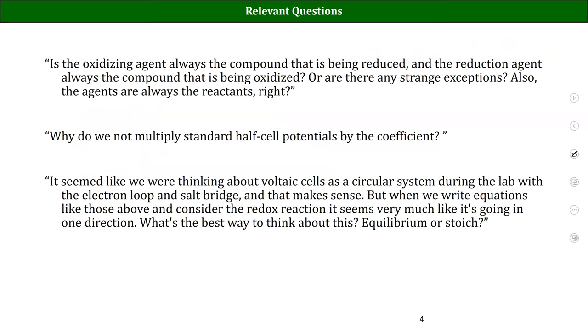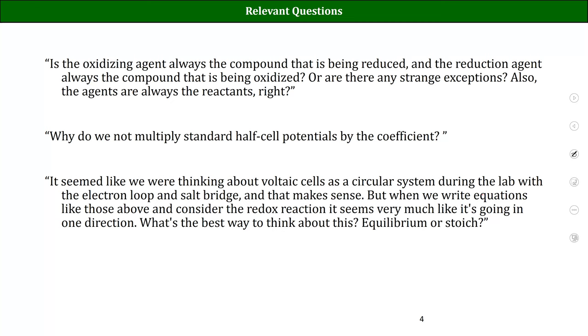And then somebody asked about, if we're thinking about voltaic cells as a circular system during the lab, where we had the salt bridge, we had the electrons moving one way, and then we also had the salt bridge. But then when we're writing the equations, we don't really acknowledge that the salt bridge exists. And it makes it look like the electrons are just moving straight from one side to the other side, like there's a net motion. We just need to know that the salt bridge is there to allow for charges to match each other so that you don't get a buildup of charge on one side versus the other.